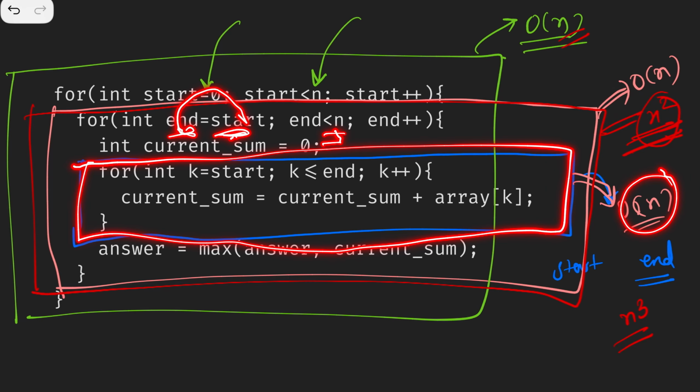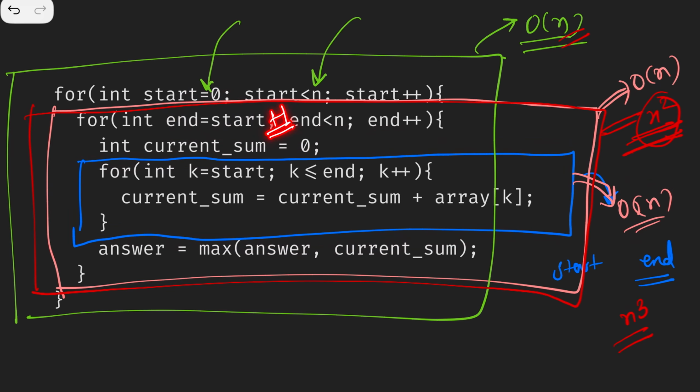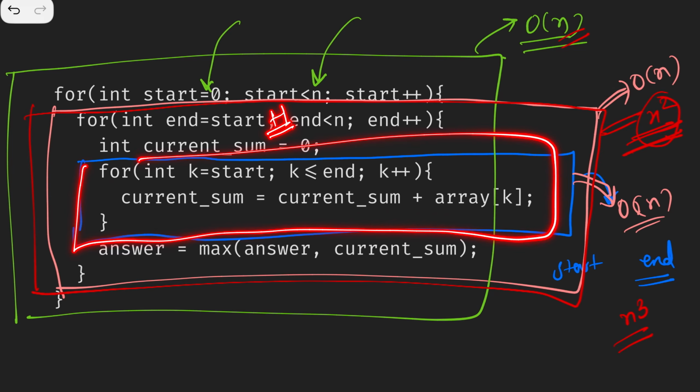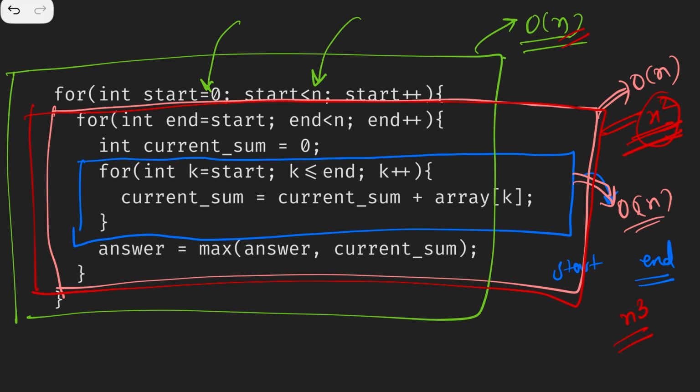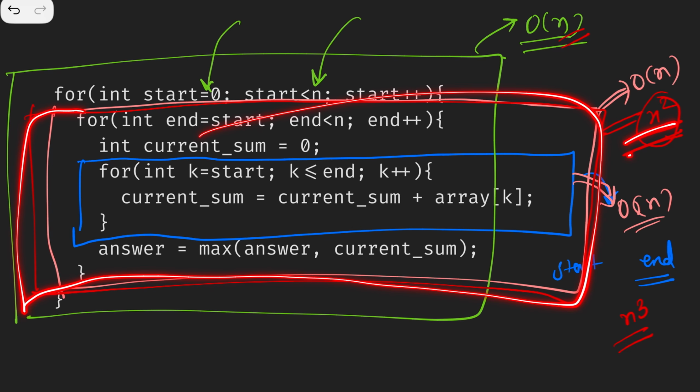After that, end value will be incremented, correct? Then end will become start plus 1. Again this entire inner for loop will be executed and that will take O of n time. So the inner for loop takes O of n time for a single execution and we are executing it n times. That's why this entire inner section is going to take n square.